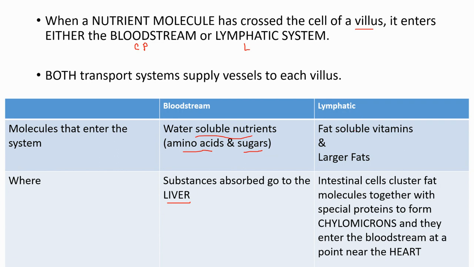Now, the lymphatic system: your fat-soluble vitamins and your fats are going to enter into the lymphatic system. As they pass through the lymphatic system, they're actually going to enter into the blood supply around the heart. They will get into the blood supply eventually, but they're going to travel through the lymphatic system until they get to around the heart, and that's where they're going to jump into one of those veins.